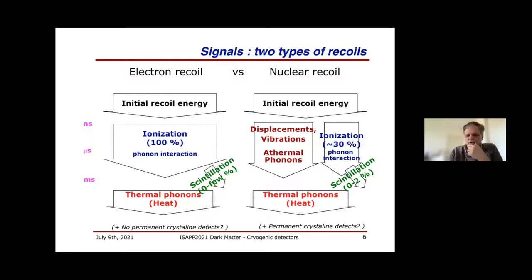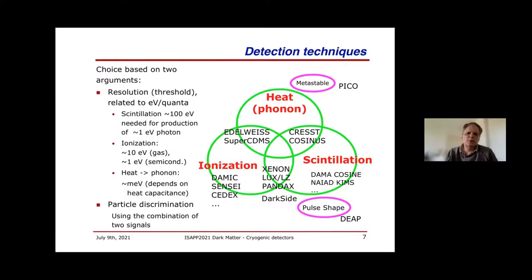So the previous plot was the way to introduce what happens when you have a detector. Usually you don't just use the heat signal or phonon signal. You also want to combine that with ionization and scintillation. And so there are basically two reasons to use a cryogenic detector, and your choice will be based on two arguments. The first one is resolution or threshold. This is related to how much energy you need to create one quantum of excitation that you can detect.